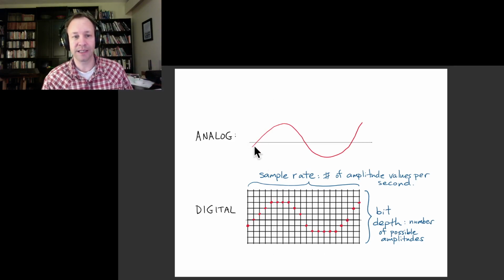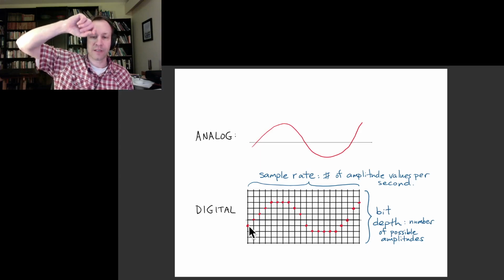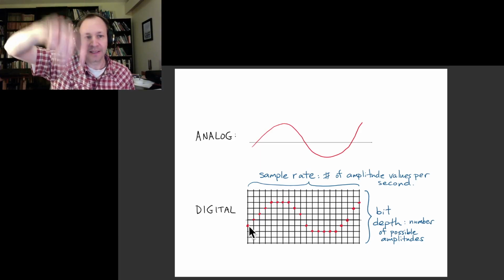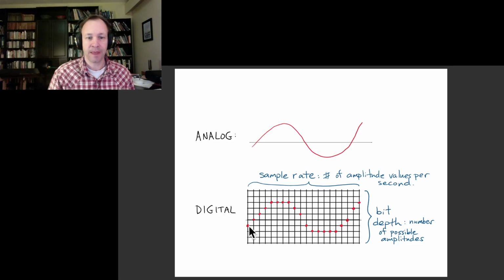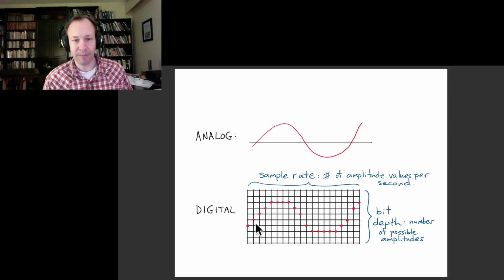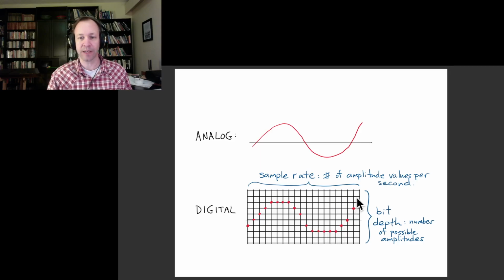We only look at the value at certain specific times, and then at each of those times we record a value which is perhaps not the precise value of the signal, but rather some discretized version. So we only have certain values that we're allowed to assign. And so even though this one is changing smoothly and decreasing and increasing, the digital signal might represent that as a flat portion before it goes up again.